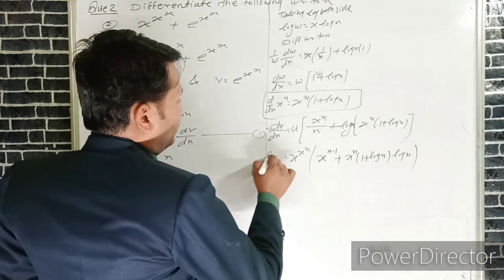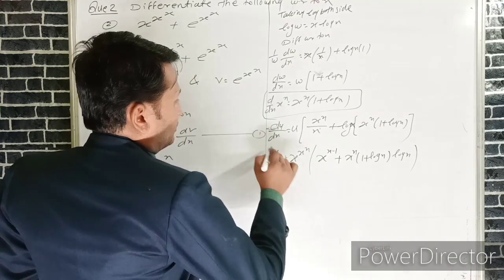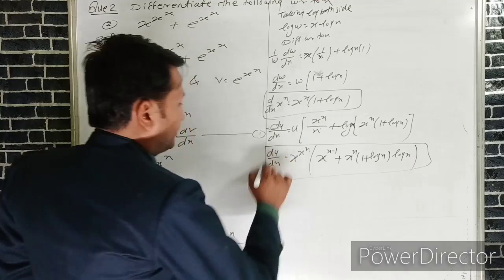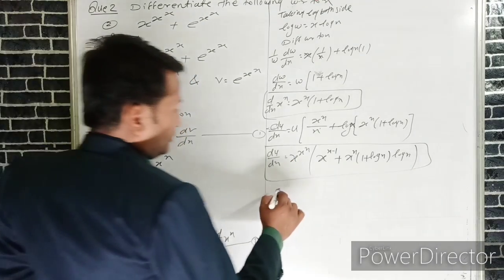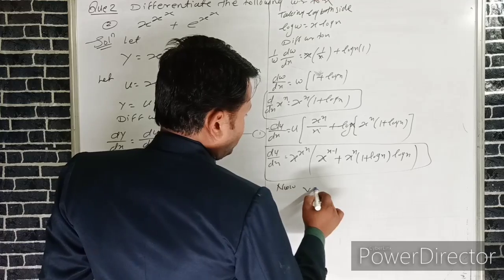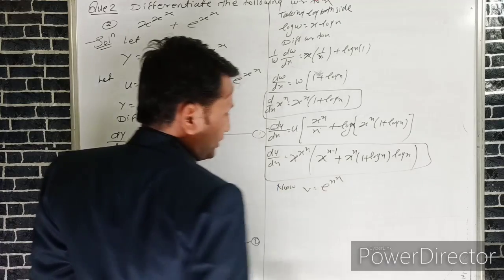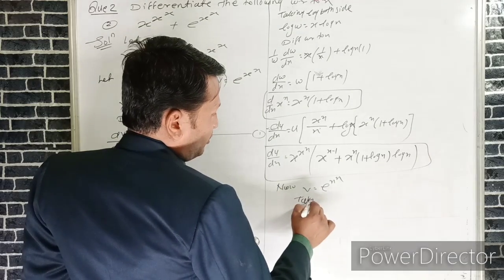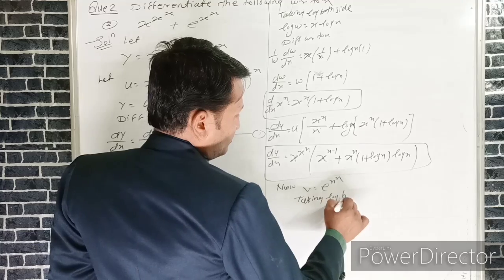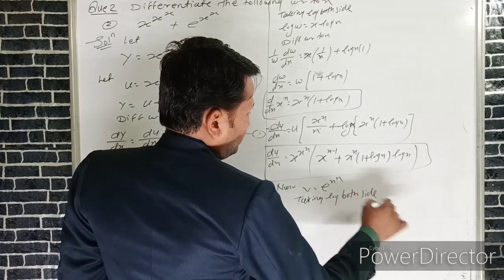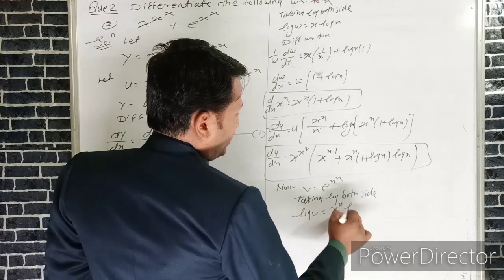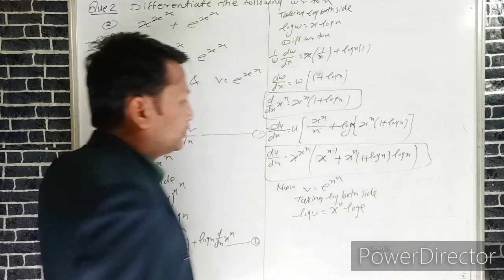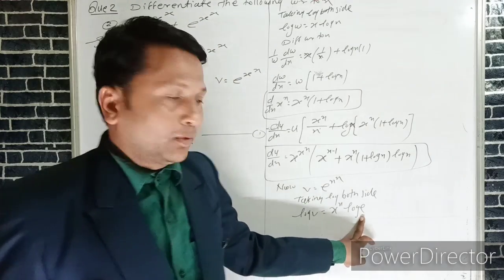Now again we have to find the derivative dv upon dx. Here now v is equal to e to the power x raised to the power x. If we take log on both sides, we can write log of v is equal to x raised to the power x into log e. We know that the value of log e is 1.